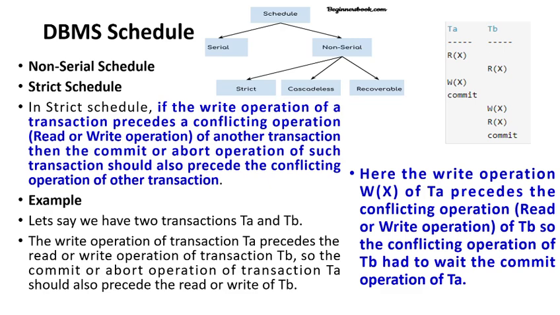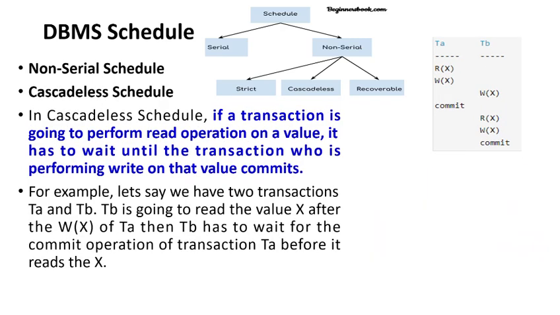Strict schedule: if the write operation of a transaction precedes a conflicting operation of another transaction, then the commit or abort operation of such transaction should also precede the conflicting operation of the other transaction. Cascadeless schedule: in the cascadeless schedule, if a transaction is going to perform a read operation on a value, it has to wait until the transaction that is performing the write on that value commits.